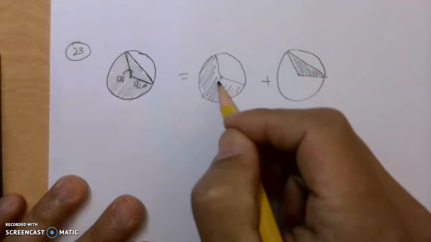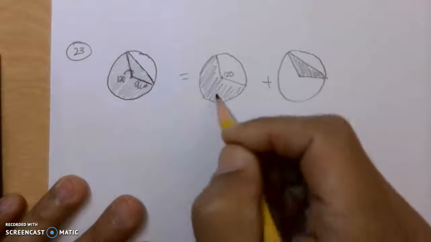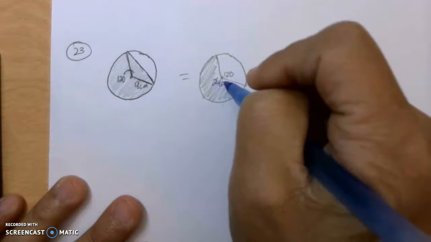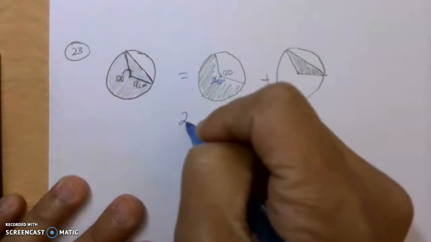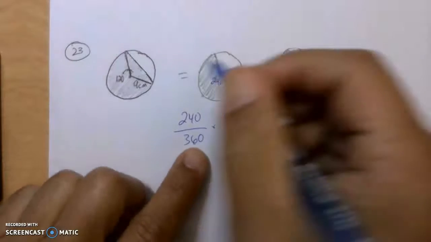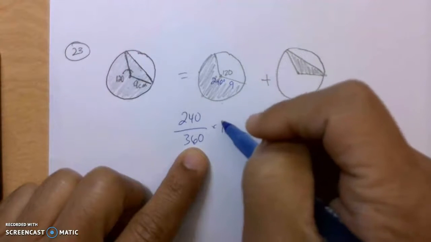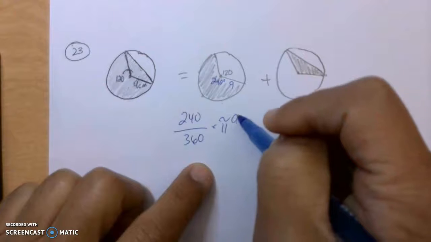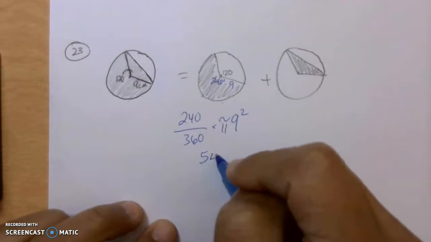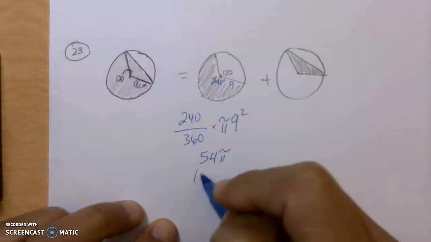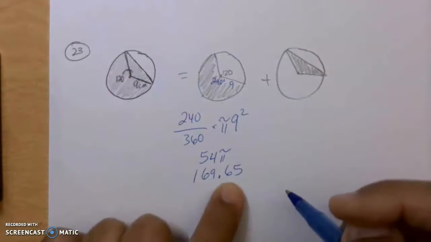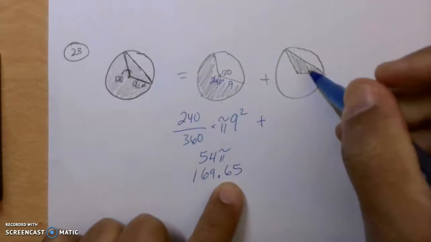The sector, well, we got to know this degree. If it's 120 degrees here, then 360 minus 120, this would be 240 degrees there. The area is 240 over 360, then multiply that by pi r squared, the area of a circle. Multiplying all of this out, you will get 54 pi, or you can do 54 times 3.14, the pi symbol, which is 169.65.